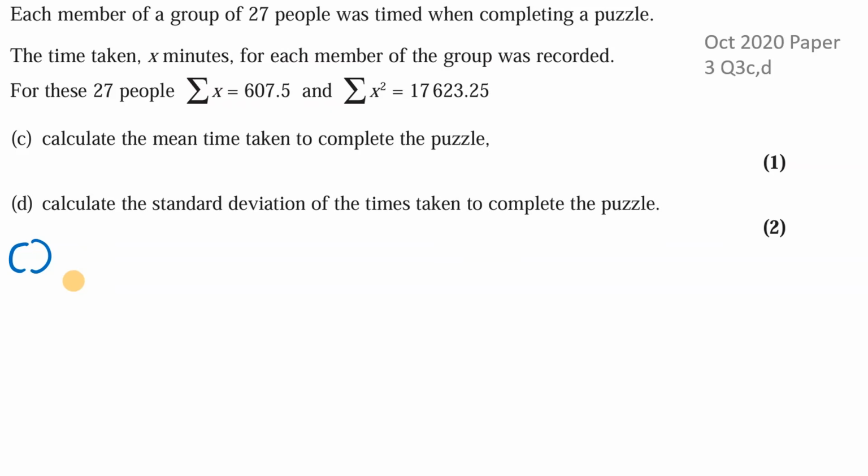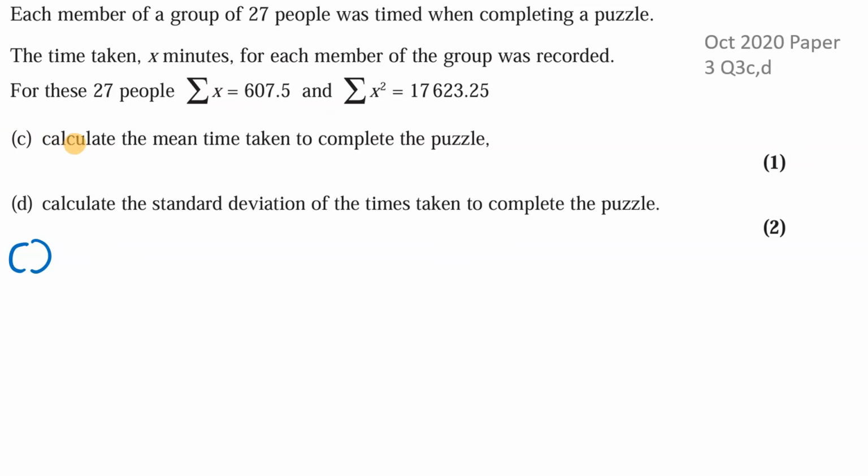Okay, so now we're going to go through some past exam questions. If you want to have a go at any of these questions yourself, just pause the video before I go through the answer, okay? So for this question, we're told each member of a group of 27 people was timed when completing a puzzle, and the time taken, which is X minutes for each member of the group, was recorded. And for these 27 people, sigma X is equal to this, and sigma X squared is equal to this.